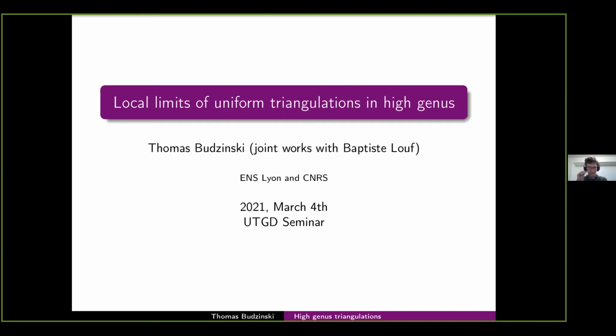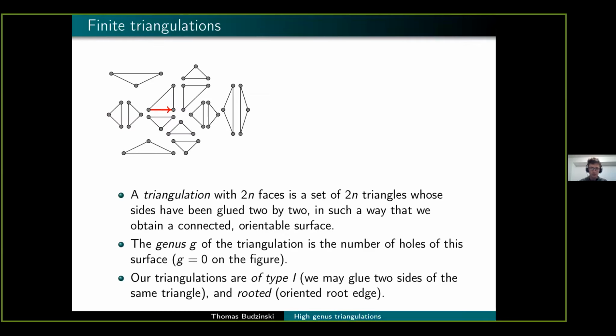Okay, so hello everyone. It's a pleasure to speak here. I'm going to talk to you about some properties of random triangulations when the genus gets very high, when the genus is proportional to the size. So first, let me define what I'm calling a triangulation, and then we will see what happens when we pick these objects uniformly at random.